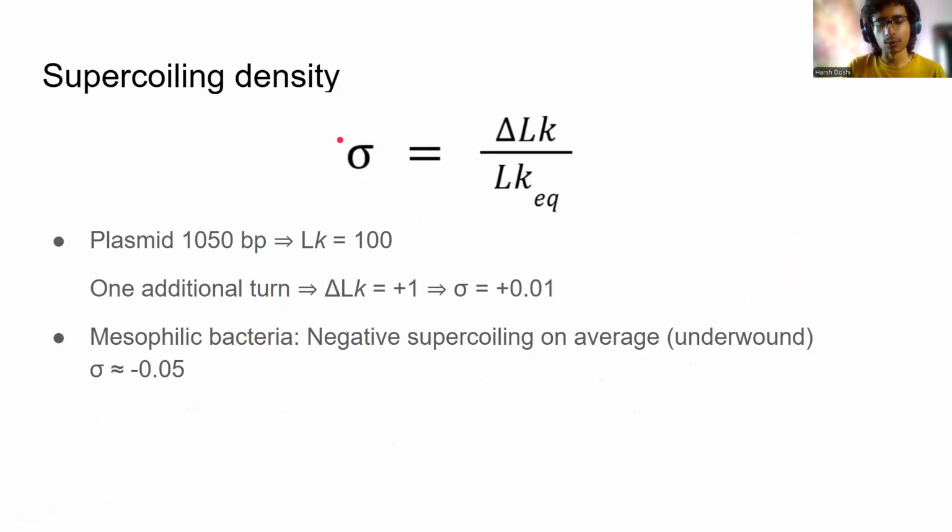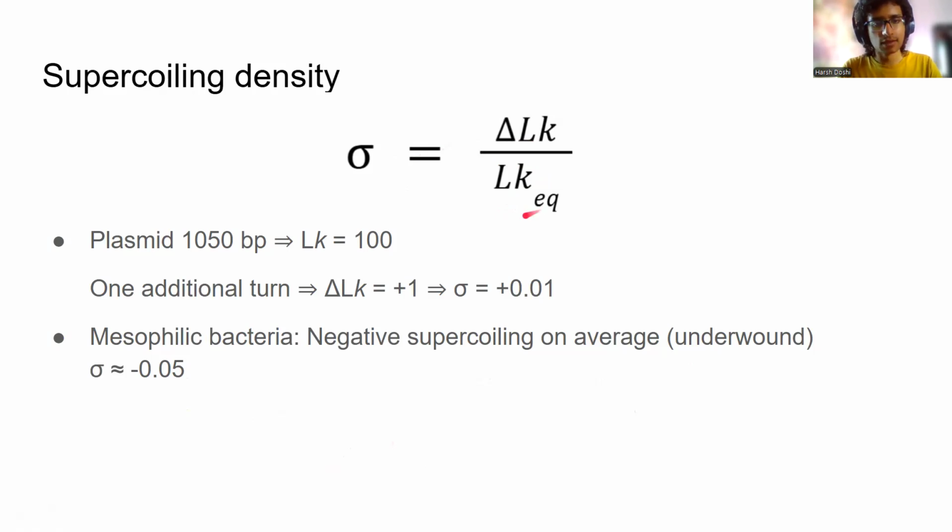So one way to quantify the amount of supercoiling present in the entire system is via the supercoiling density. It is defined as the ratio of the excess linking number divided by the linking number present in the system in a relaxed state.